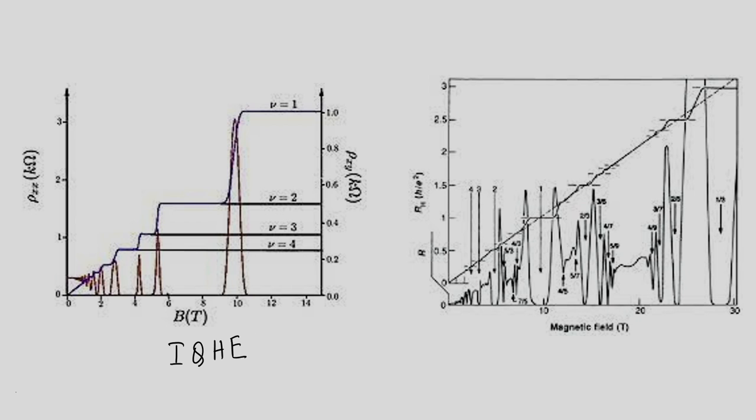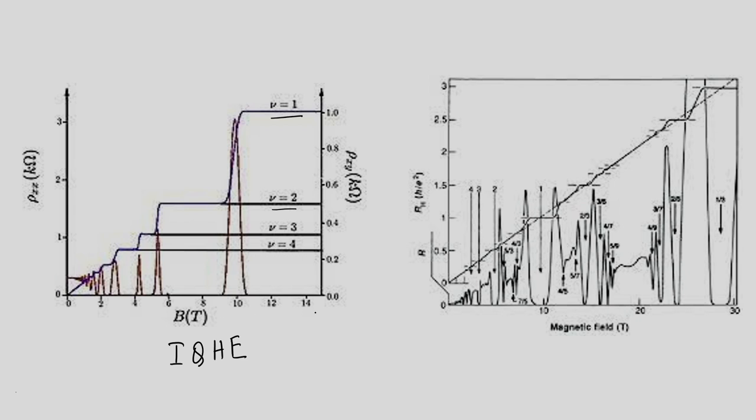The left hand side is for the magnetoresistance and the right hand side is for the Hall resistance. So even though it's not clear, you know what it means. This is a nu equal to 1 plateau, and then there are nu equal to 2 plateaus, nu equal to 3 plateaus, and so on. These are the Hall resistivity plots, and along with that there are these peaks in the magnetoresistance behavior as a function of B.